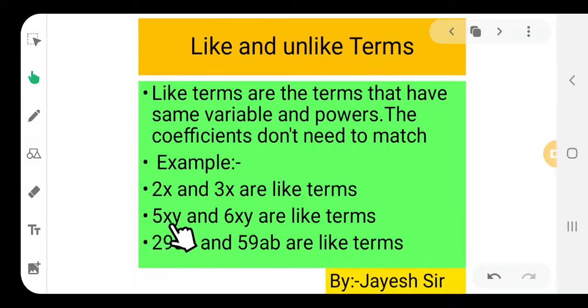Similarly, for 5xy and 6xy, the variables are x and y, each with power 1. The coefficients are different: here it is 5xy, here it is 6xy. Only the coefficients differ, but the powers and variables are the same. For the third example, 29ab and 59ab, the variables are ab and the powers of a and b are 1 and 1 in both, but the coefficients are different. So we can say it is a like term. I hope the concept of like terms is clear.